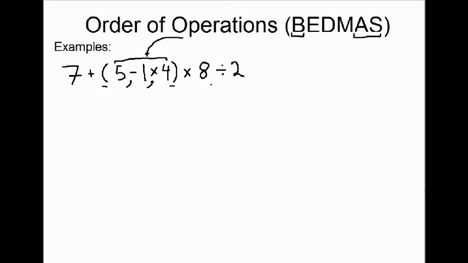Now, inside of the brackets, we have to follow BEDMAS. So according to BEDMAS, we have to do the multiplication before we do the subtraction. So inside of the brackets, we're going to follow BEDMAS. So we're going to do 1 times 4. Now, we haven't done everything inside of the brackets yet, so the brackets can't disappear. 1 times 4 is 4, but we have to leave the 5 and the minus because we haven't dealt with that yet. And we also haven't done everything inside of the brackets yet. So the brackets are still there. The rest of the question stays the same.